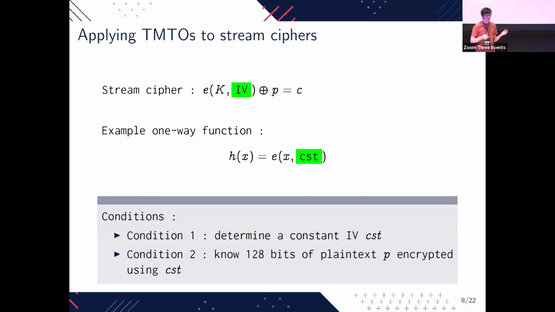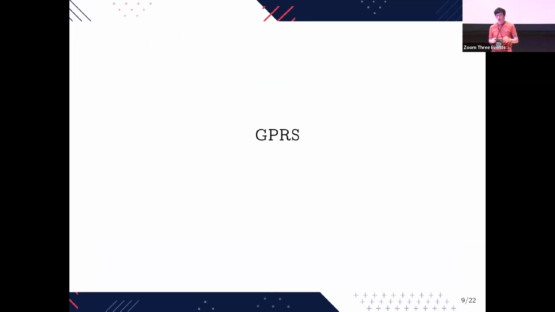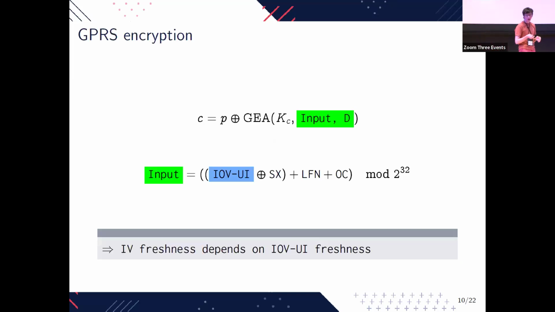So we have two conditions to be able to do that. First, we need to find the value of this IV. And second, we need to know enough bits of the plaintext to actually recover the key stream and then look up the key stream inside our table. So I won't talk much about GSM. The details are in the paper because I don't have time. I'll rather focus on GPRS.